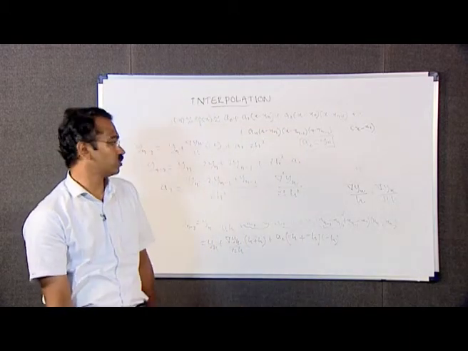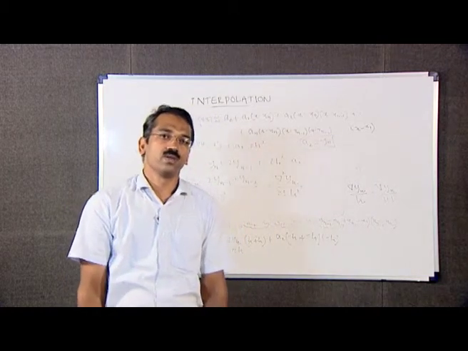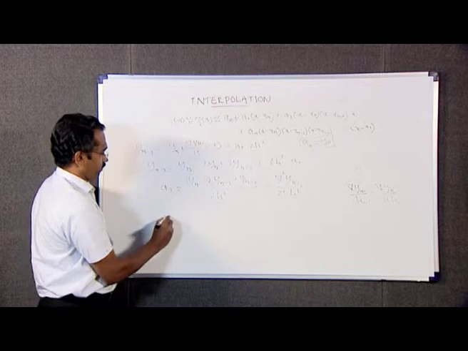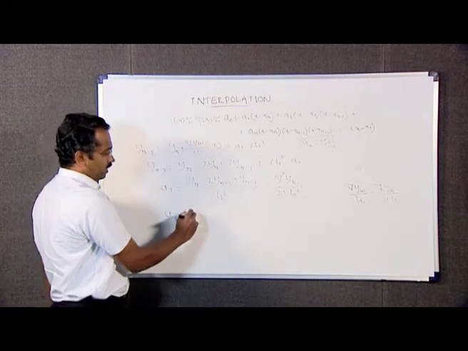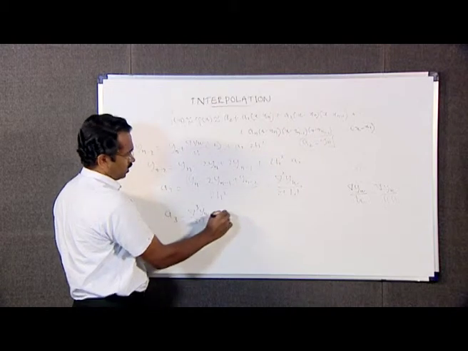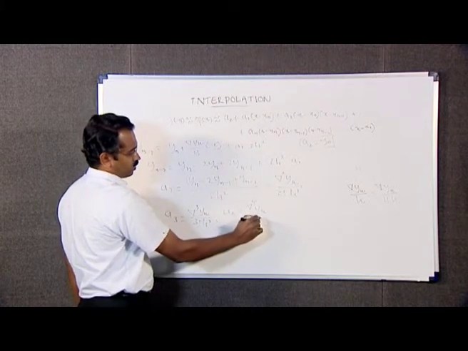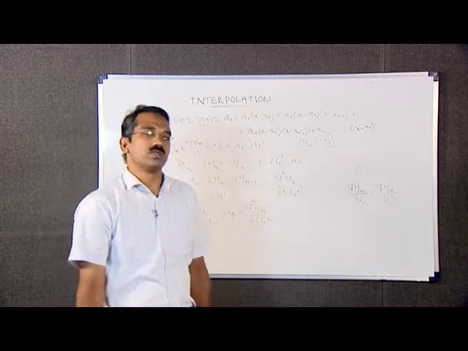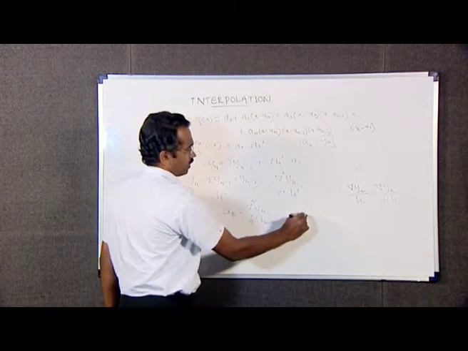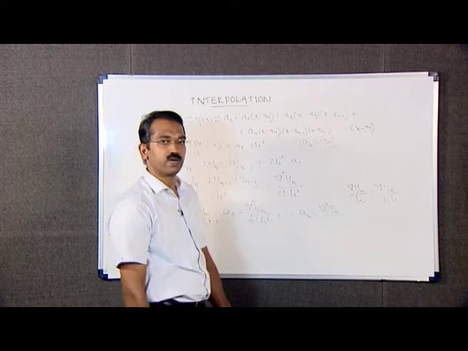Similarly, by putting x equal to x n minus 3, x equal to x n minus 4, etc., we get a 3 equal to del cube y n divided by 3 factorial into h cube, a 4 is equal to del raised to 4 y n divided by 4 factorial into h raised to 4, etc. In general, a n is equal to del raised to n y n divided by n factorial into h raised to n.